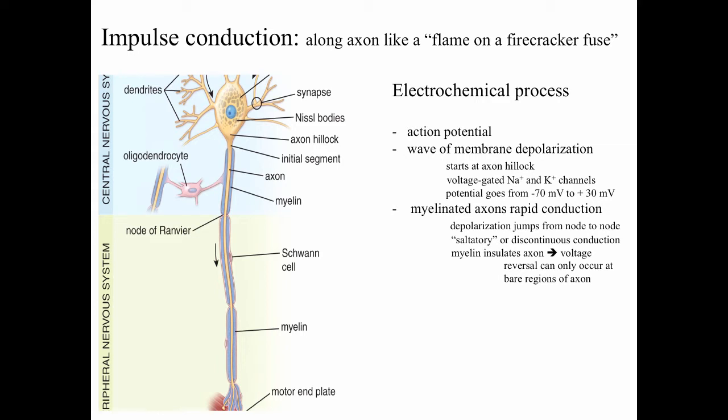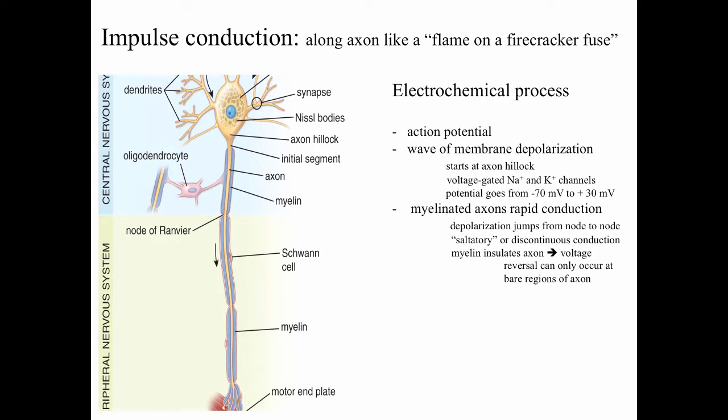So we talk about an action potential with a wave of membrane depolarization. And that depolarization is going to start at the axon hillock. There are voltage-gated sodium and potassium channels here. And as you will learn in physiology, the membrane potential goes from minus 70 millivolts to a plus 30 millivolt potential.